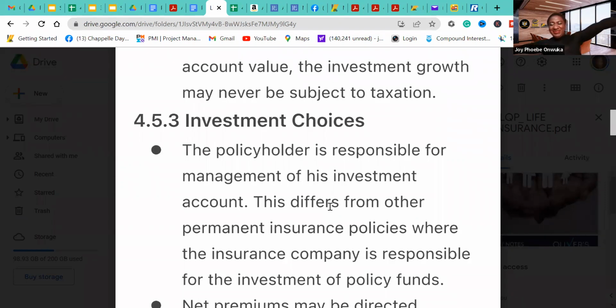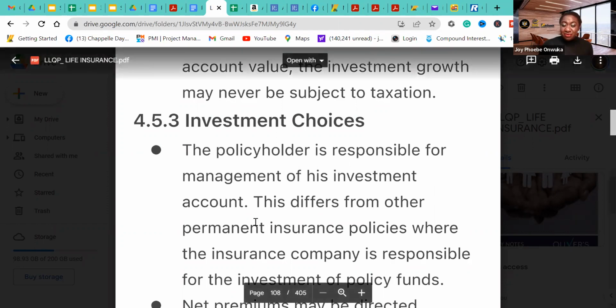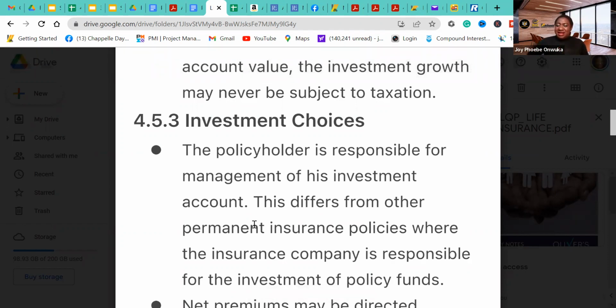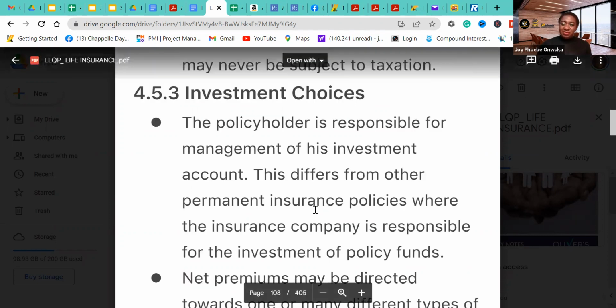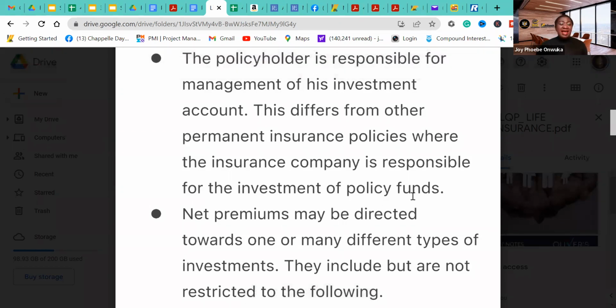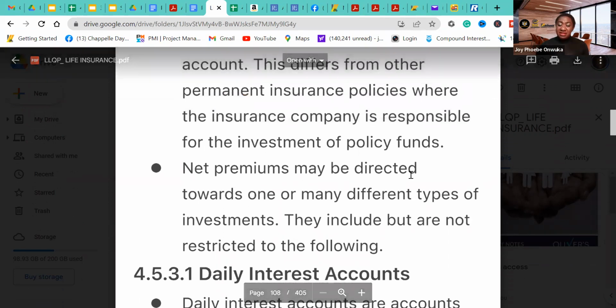Investment choices. What investment choices do we have? The policyholder is responsible for management of his investment account. And that's where we come in as advisors, right? We work with the policyholder to make some good choices when it comes to choosing this investment account. This differs from other permanent insurance policies, where the insurance company is responsible for the investment of the policy's fund. And that's why there is not as much transparency, right? For example, in whole life, the insurance company manages the investment account and the policyholder doesn't have visibility to those investment accounts. Net premiums may be directed towards one or many different types of investment.